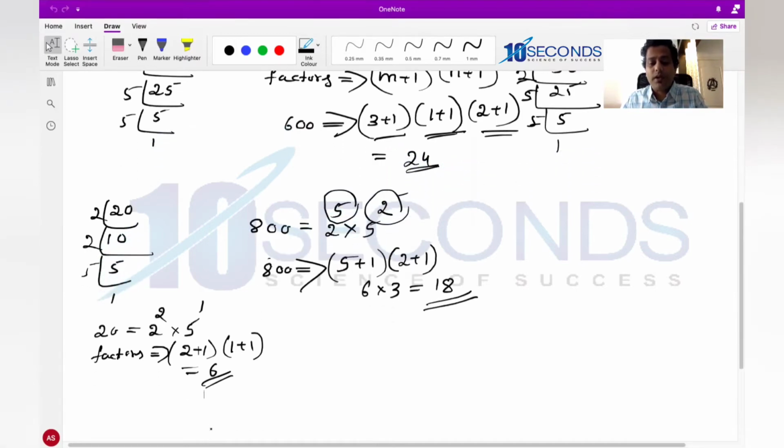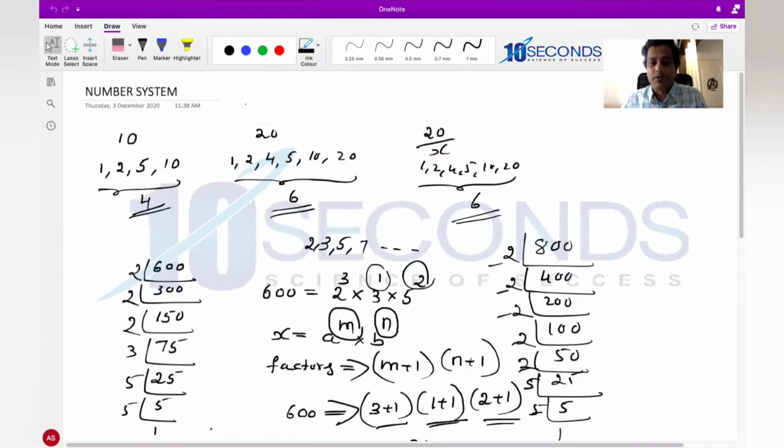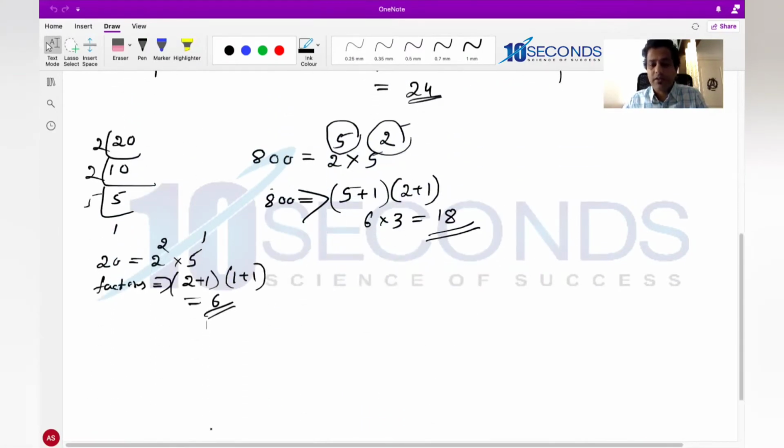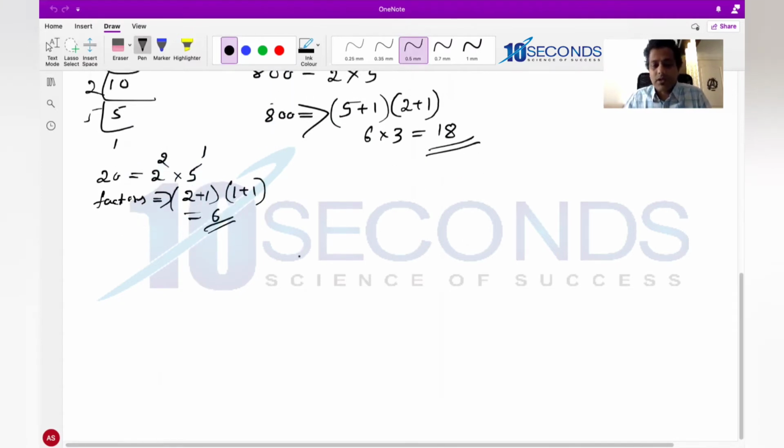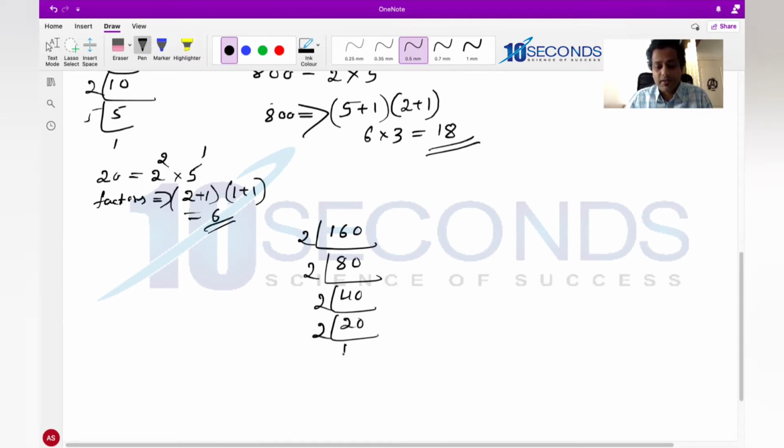Now, what if it is, say, a factorial? It's very important. Before I take a factorial, I think it's better I take one more number so that it is easy. Say the number, for a change, is 160. First, divide by 2. 80 is the number. Again you can divide by 2. 40. Again divide by 2. 20. Divide by 2 again. 10. 2 again. 5. 5 only once.